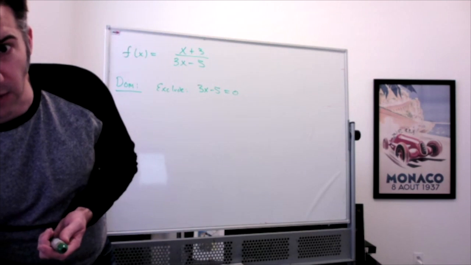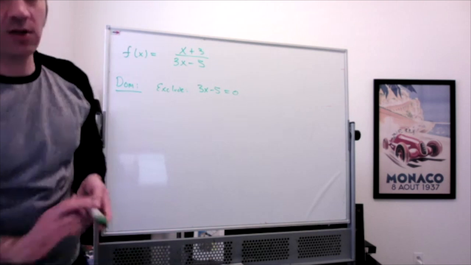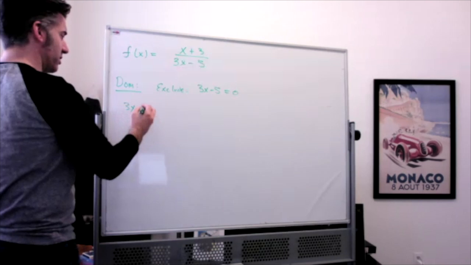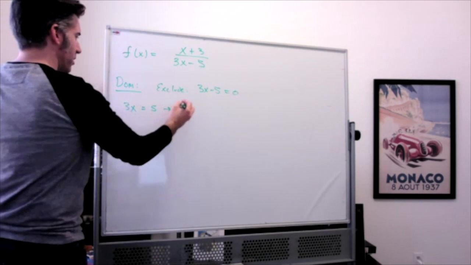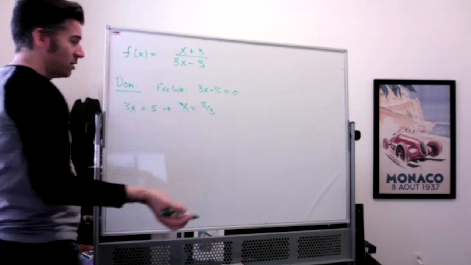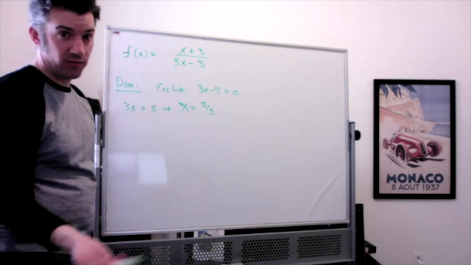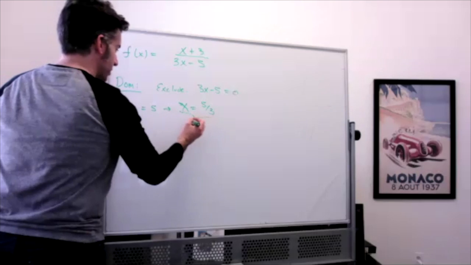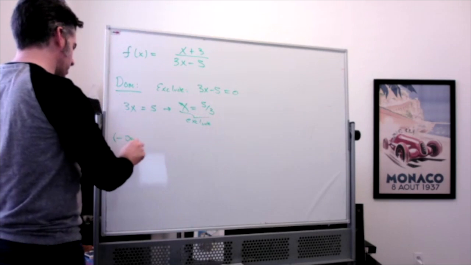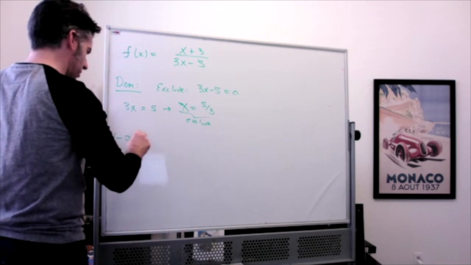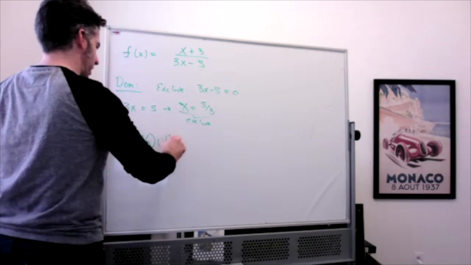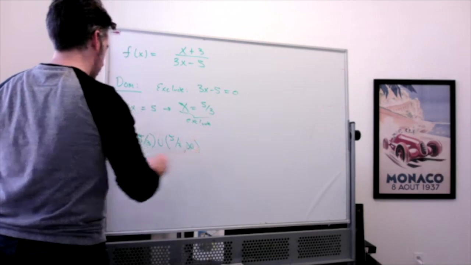So let's see, 3x minus 5 equals 0, 3x equals 5, x equals 5/3. That's the only thing not in the domain, and we want to exclude that. So we want everything from negative infinity to 5/3, union 5/3 to infinity. That's our domain.